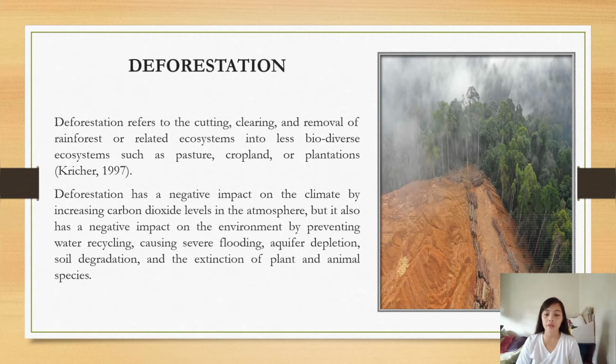Deforestation refers to the cutting, clearing, and removal of rainforest or related ecosystems into less biodiverse ecosystems such as pasture, cropland, or plantations. Deforestation has a negative impact on the climate by increasing carbon dioxide levels in the atmosphere, but it also has a negative impact on the environment by preventing water recycling, causing severe flooding, aquifer depletion, soil degradation, and the extinction of plant and animal species.